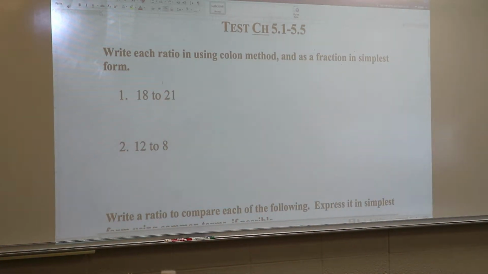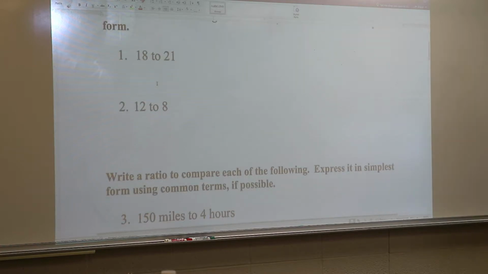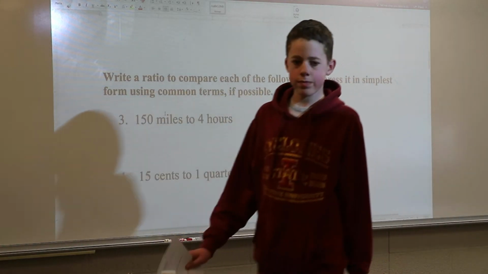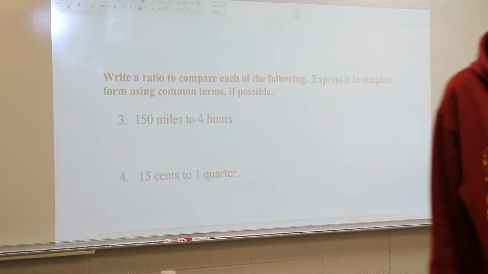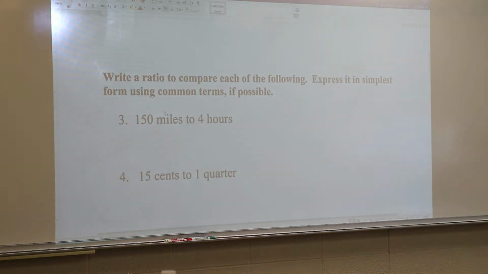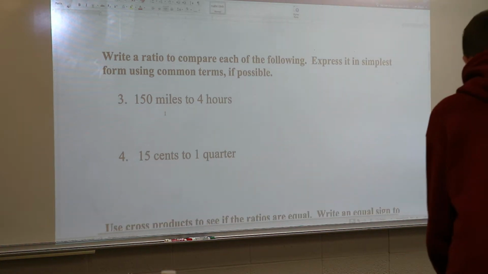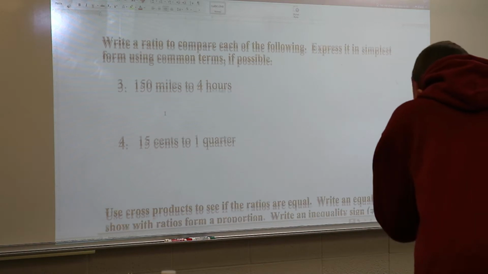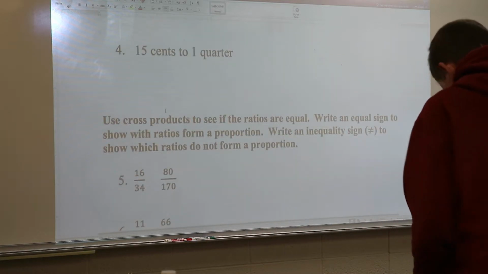All right, first ones. Make sure you're writing in colon method. Write it as a fraction and then simplify it as well. Did everyone hear that? Yep. So colon, fraction, simplify the fraction. You can use a calculator if you need to. For 3 and 4, you got to make sure that you convert those if you can. Like one of them you can't convert because you'll never be able to get them to the same terms. And just simplify the fractions. Use your calculator to do that. One of them you can simplify.